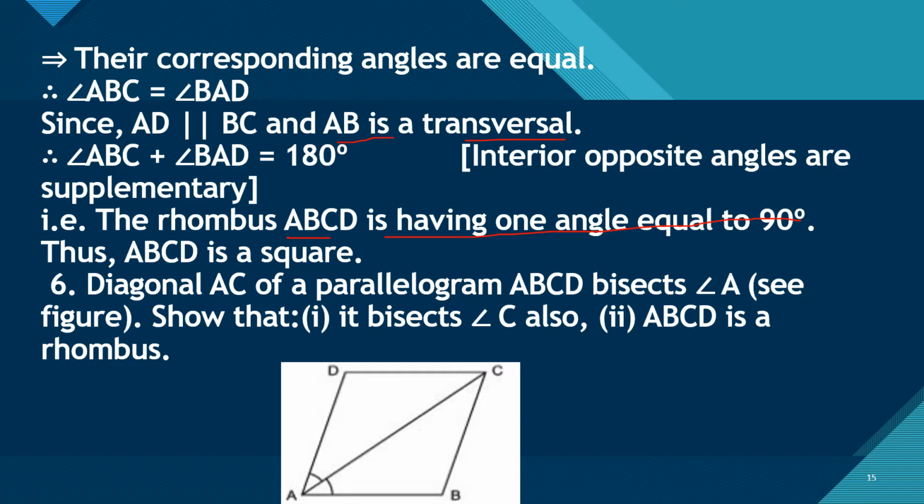So, we are now moving to the sixth question. Here is the sixth question. Question number 6: the diagonal AC of a parallelogram ABCD bisects angle A.